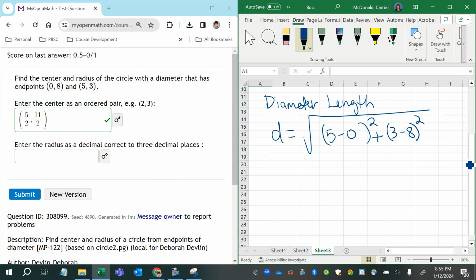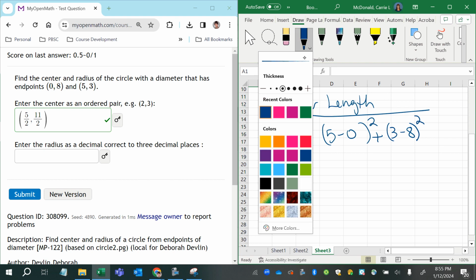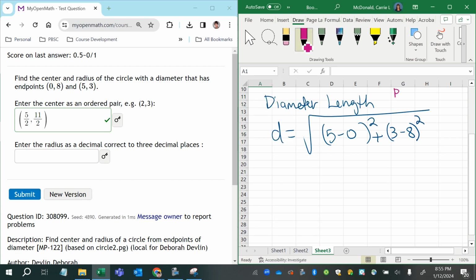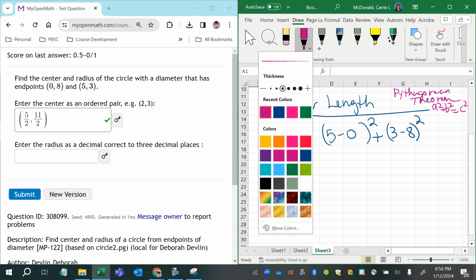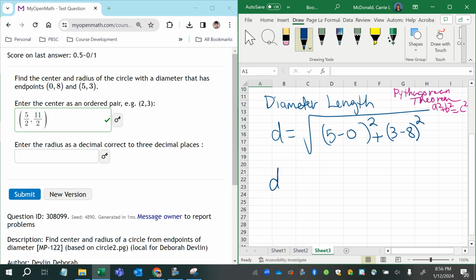So if you don't know what I'm talking about, I'm just going to write up in the corner the Pythagorean theorem. And there's an explanation of this in the textbook. It's a squared plus b squared equals c squared, and this always works for right triangles. The distance formula really is just that Pythagorean theorem with different symbols and different context, but the same idea.